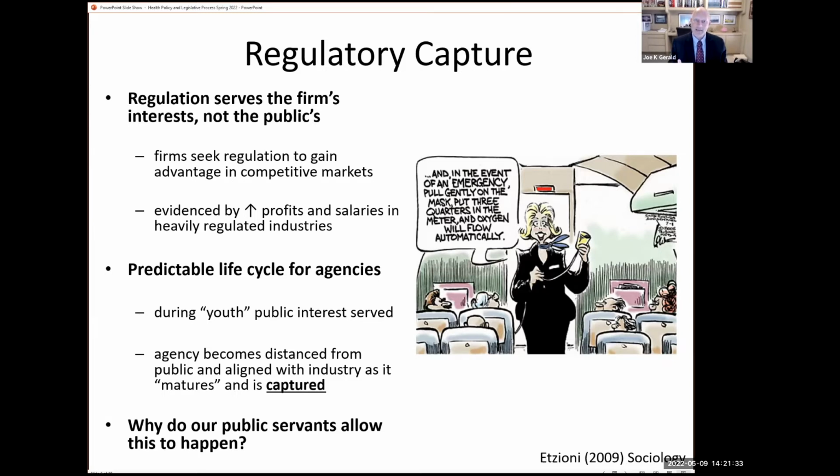And so over time, as the government agency matures, it becomes captured by the special interests. The industry itself develops a very cozy relationship with the regulatory agency and the elected officials who oversee that particular agency, thus allowing the regulations to benefit the industry and not the general public. And so the question would be, well, why does this happen? Because our elected officials, in theory, should be responsive to the general voter, right?